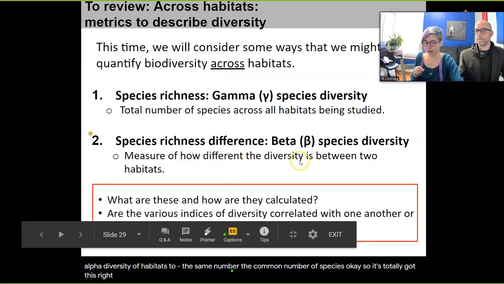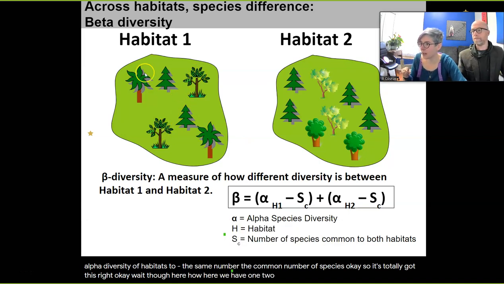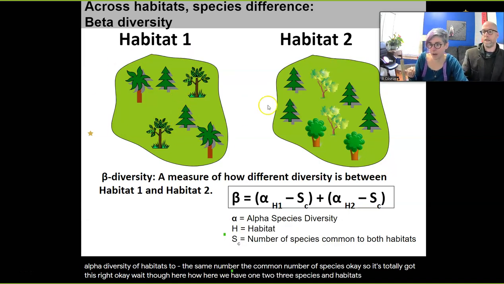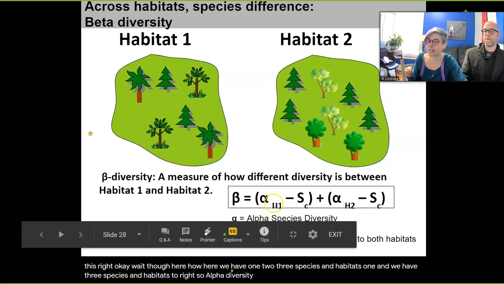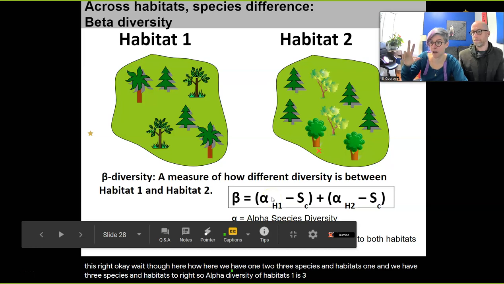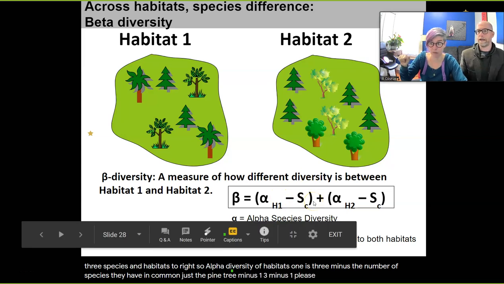Okay, wait, though. Here we have one, two, three species in habitat one, and we have three species in habitat two, right? So alpha diversity of habitat one is three minus the number of species they have in common, just the pine tree, minus one. Three minus one. Two.